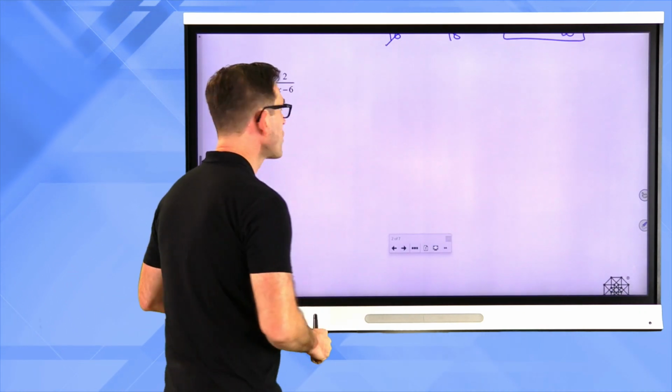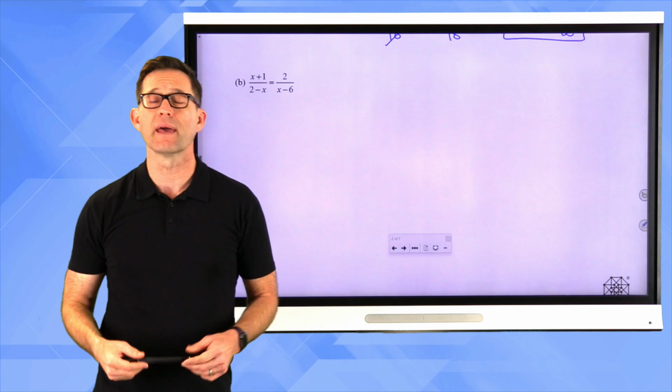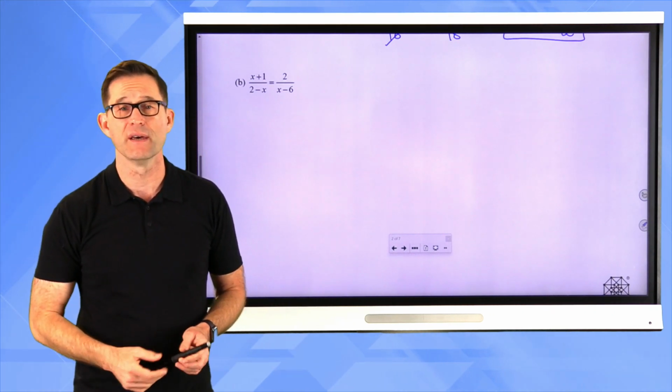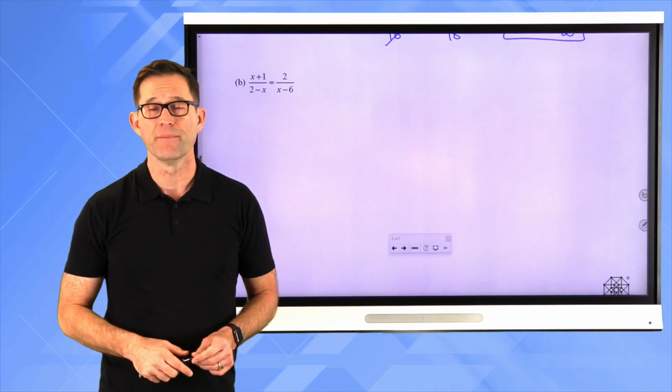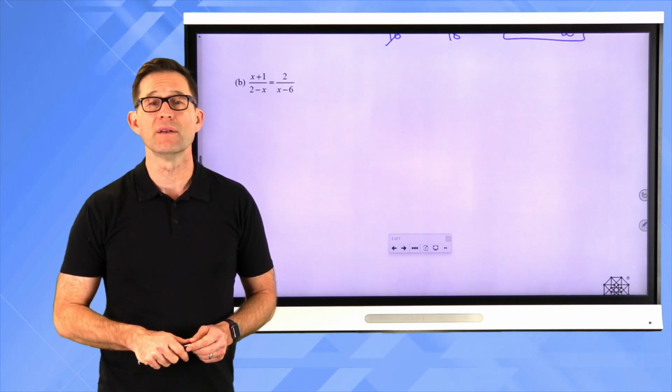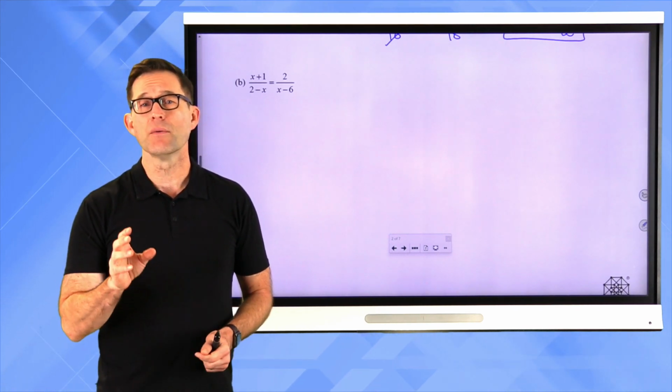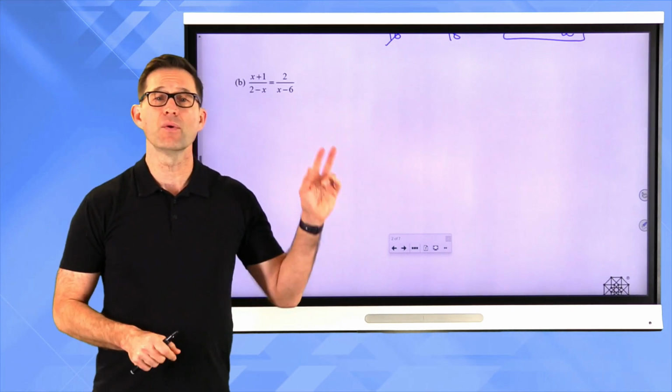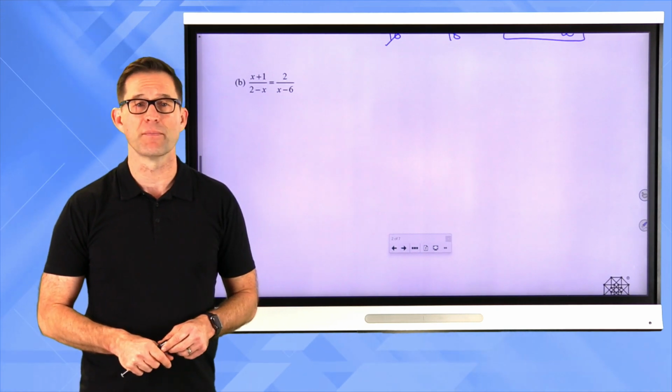All right, now cross-multiplication equations can certainly get more challenging than the one that we just did, and letter B is a good example of it. You have all the tools that you need to solve letter B, so I'd like you to pause the video right now and see if you can solve this equation by cross-multiplying.